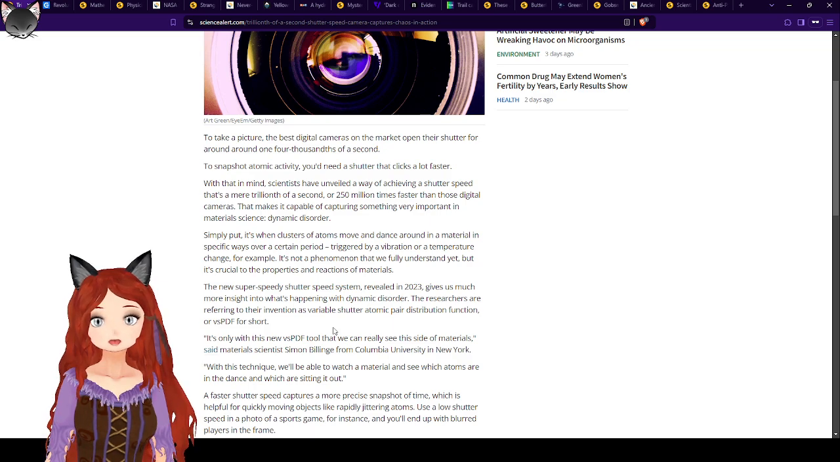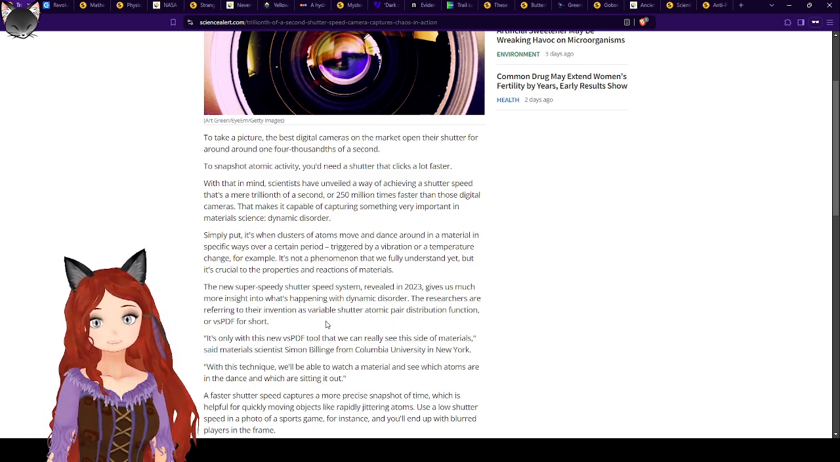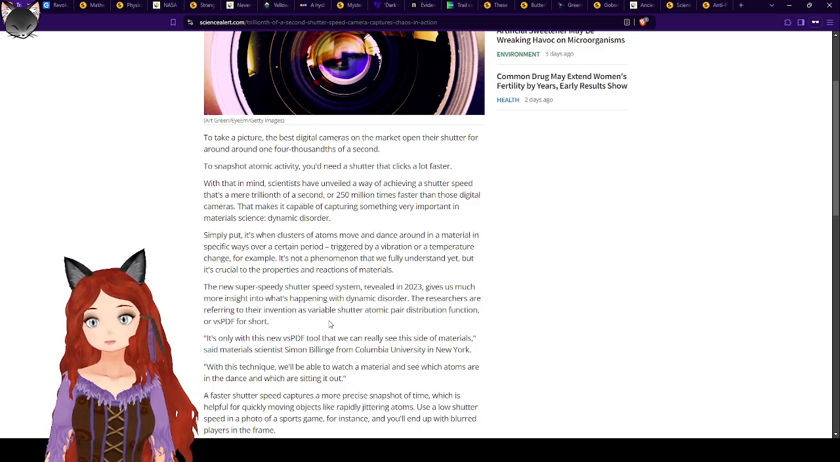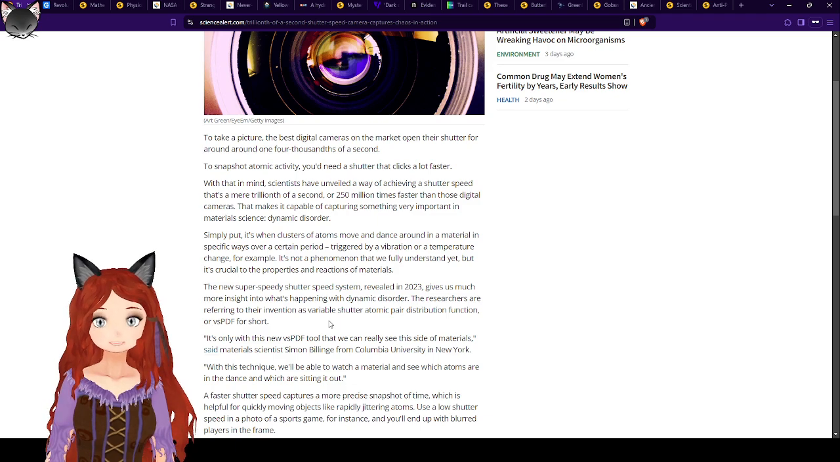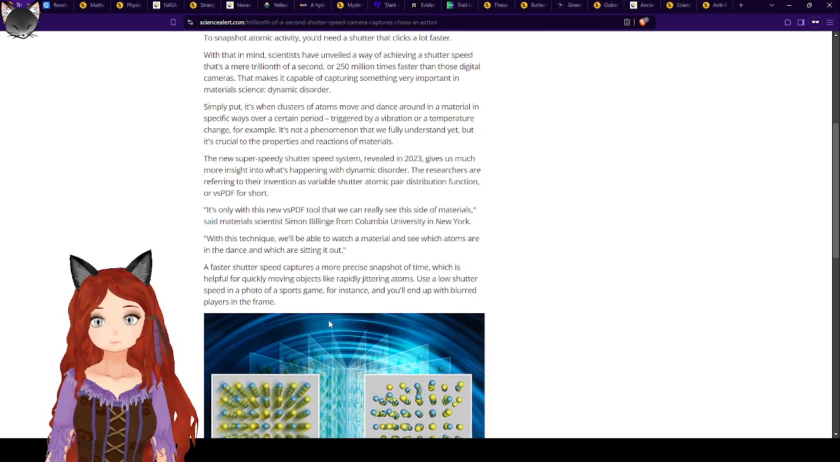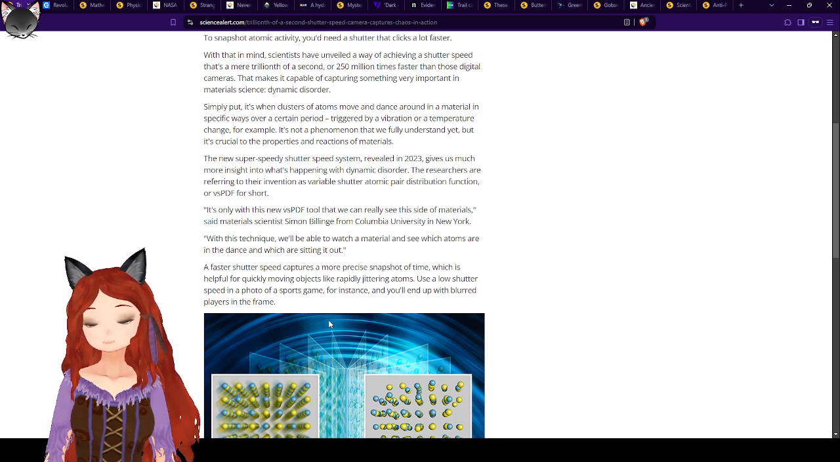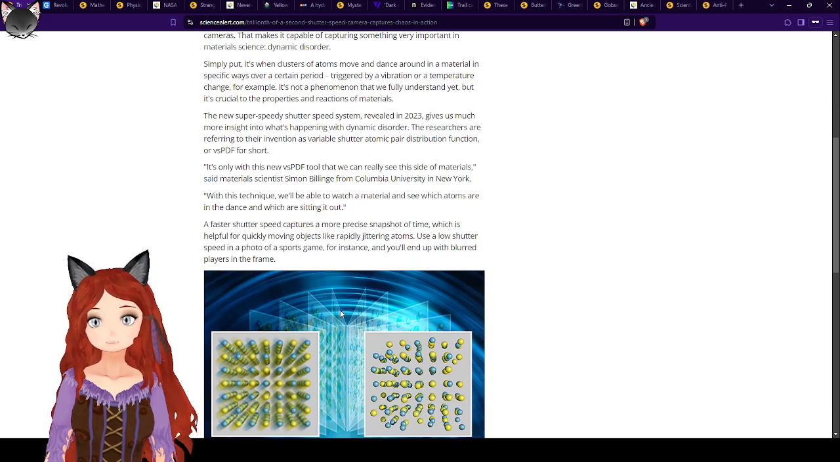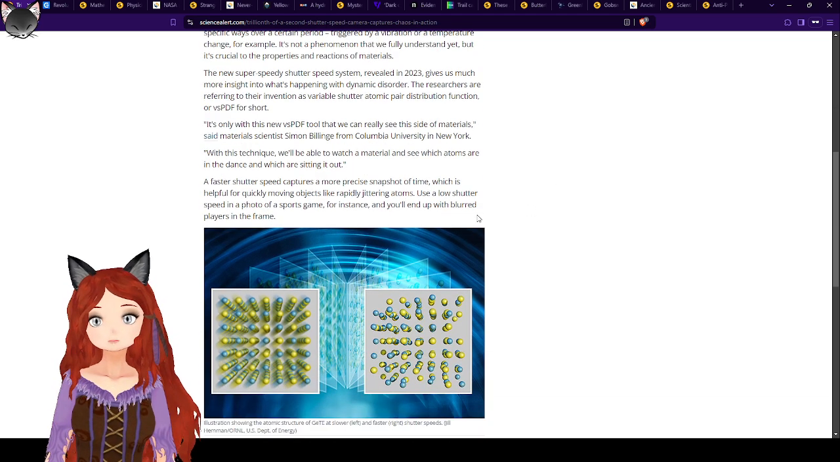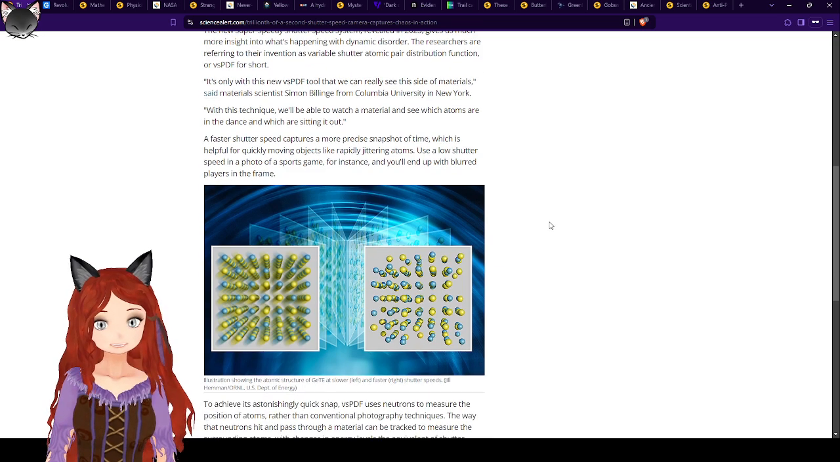The new super speedy shutter speed system revealed in 2023 gives us much more insight into what's happening with dynamic disorder. Researchers are referring to their invention as a variable shutter atomic pair distribution function, VSPDF for short. It's only with this new VSPDF tool that we can really see this side of materials, says materials scientist Simon Billinge at Columbia University in New York. With this technique, we'll be able to watch a material and see which atoms are in the dance and which are sitting out. Save the last dance. Ha!